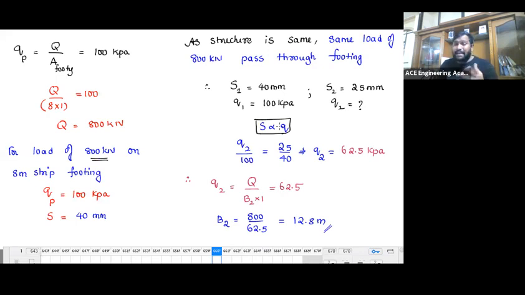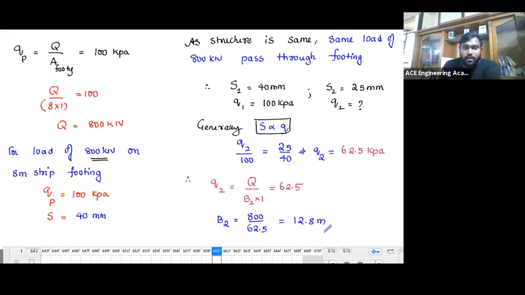Because I did not mention anything regarding variation of settlement over pressure, I know settlement increases with respect to pressure, so I took S directly proportional to Q. Generally, whether it is a granular soil or clayey soil. Settlement is directly proportional to width. Can we use that? No, you cannot use that.